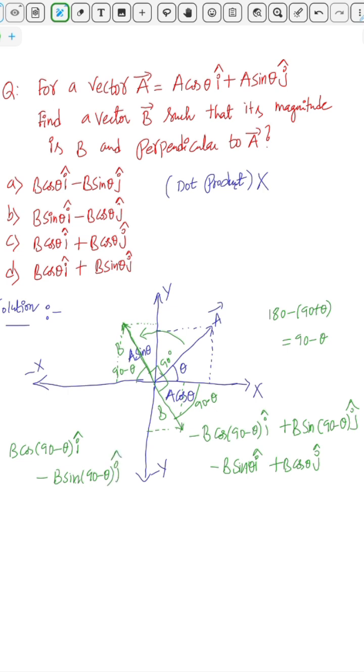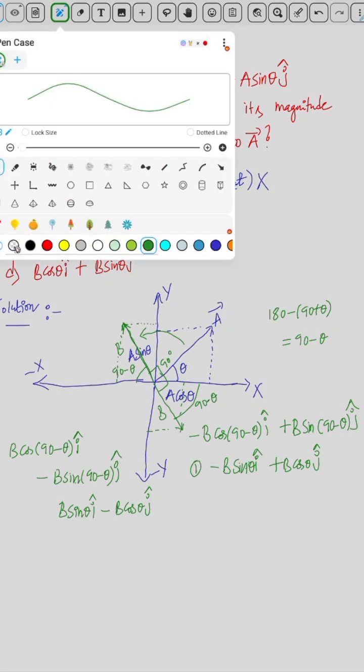Now b cos 90 minus theta is b sin theta i cap. Next, b sin 90 minus theta is b cos theta j cap. So we got one more vector. So these are the two vectors. So this is the first vector. Let me give a box for this.